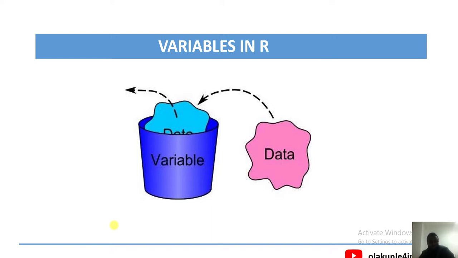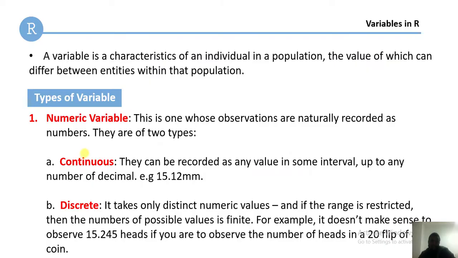From there we are getting close to our aim of organizing the data, analyzing the data, and making useful inference out of that particular data. So that is one of the reasons why the concept of variable is very important. I said a variable is a characteristic of an individual in a population, the value of which can differ between entities within that population.